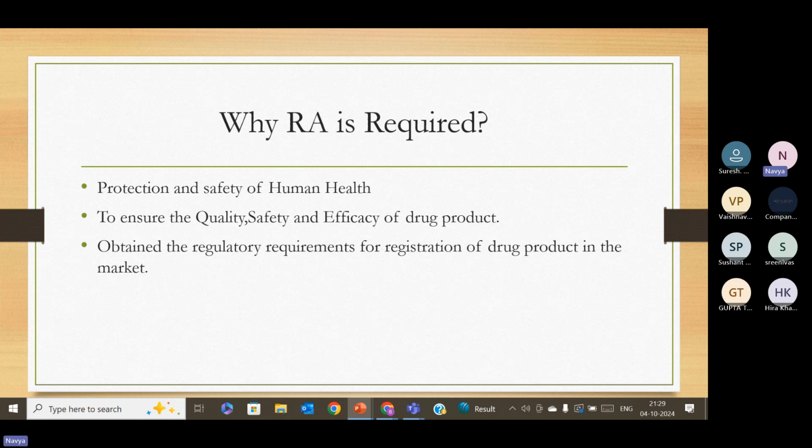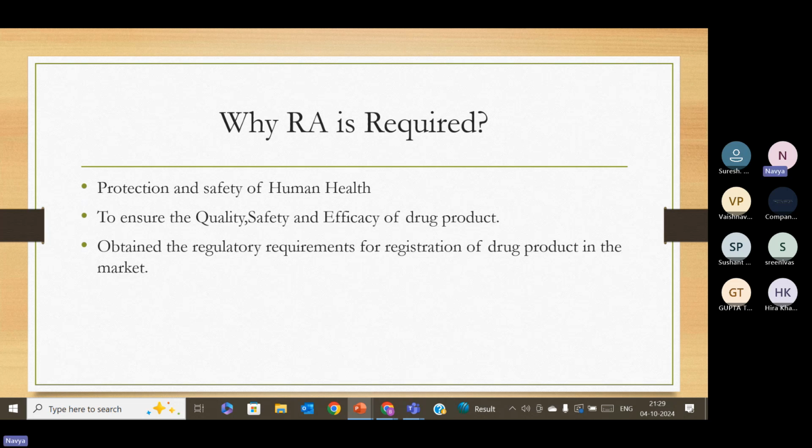So, taking into consideration the first thing, that is about the protection and safety of human health, this will help the human or the authority as well to know about the quality of that product or how safe it is to use. So RA is the one which provides the regulations to that product so that once it reaches the consumer, it is not harming them. Okay, so that is the first one.